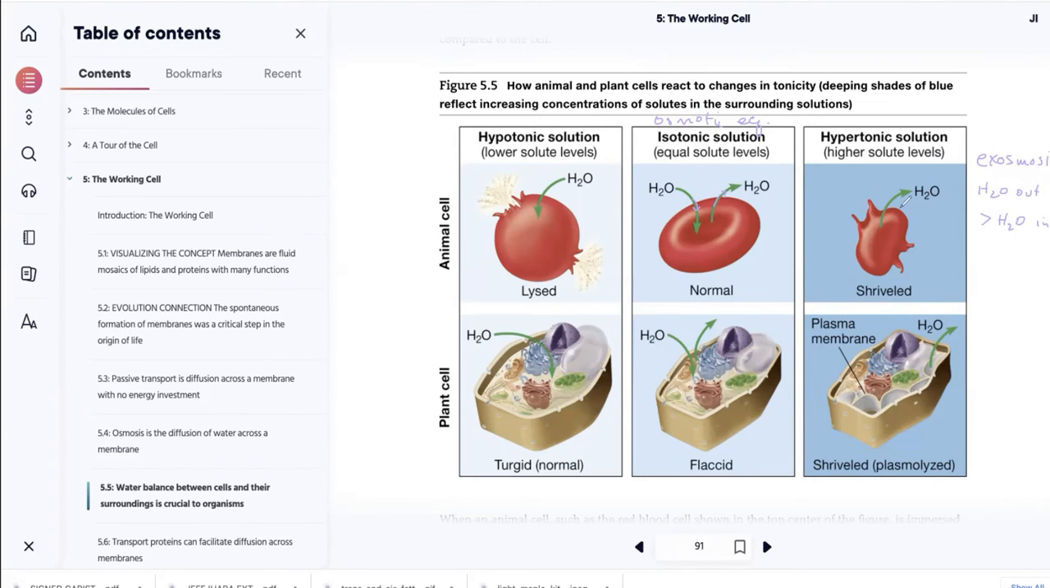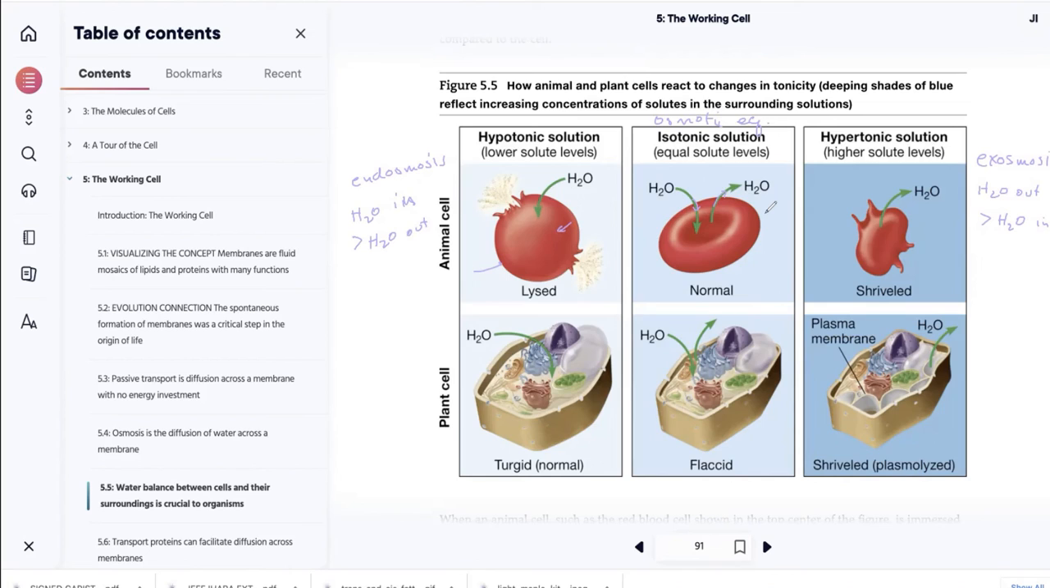you would basically have the cells shriveling up and getting potentially dehydrated, right? If we had endosmosis, water in greater than water out, we're putting cells under a different form of osmotic stress. We're basically getting water molecules to flow in to the point where the pressure inside gets so great that the plasma membrane is disrupted, eventually lysing and killing the cell, right?